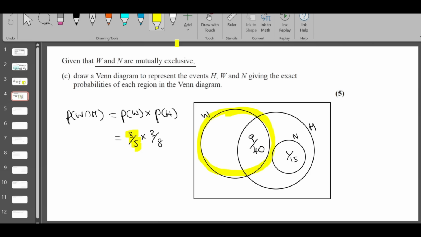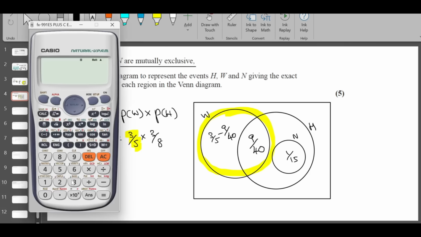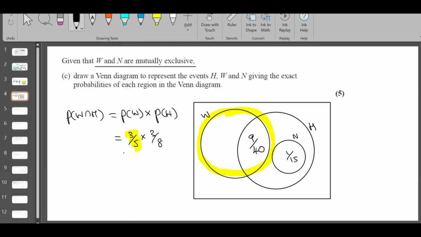The whole W is 3/5, right? But this part is 9/40, not 10, so this part will be 3/5 minus 9/40. You get 3/8. This will be 3/8. And then this whole H is 3/8. But already we have 9/40, 1/15.